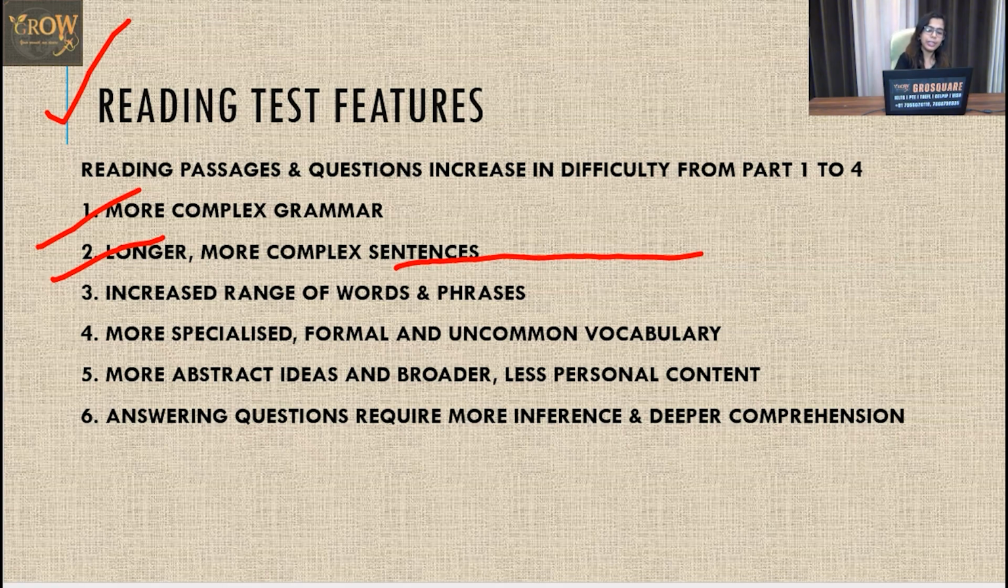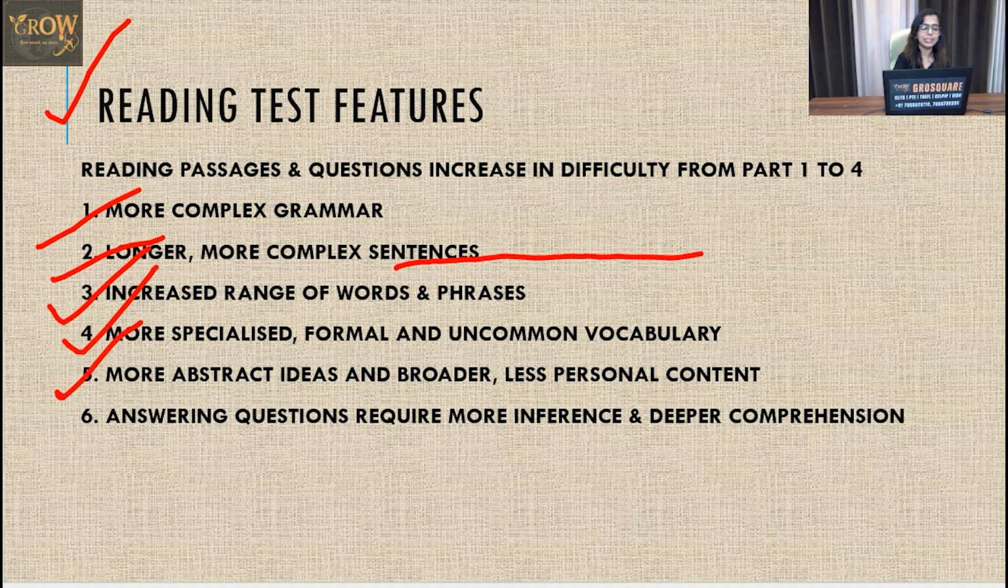Next is the increased range of words and phrases. That means we need to work on lexical resources, that are words and phrases. These are really, really very important, I would say. Again, emphasizing that please do work on lexical resources if you want to score well in your CELPIP exam, right? Next is more specialized, formal and uncommon vocabulary. That is what we are going to work on in this lecture series as well, right?